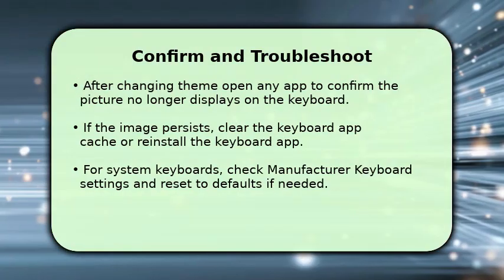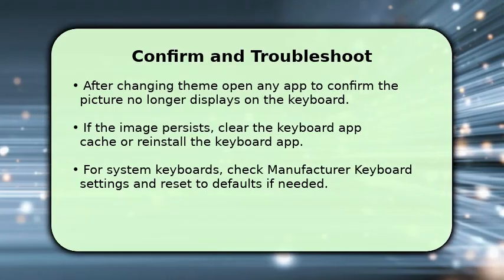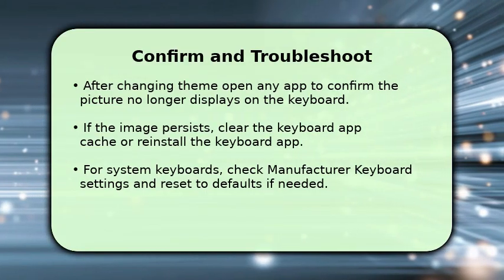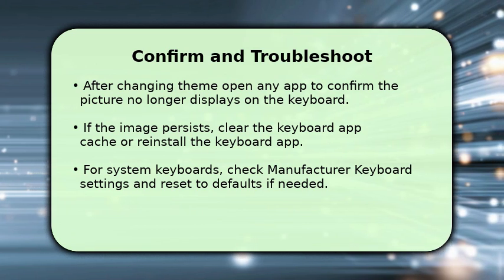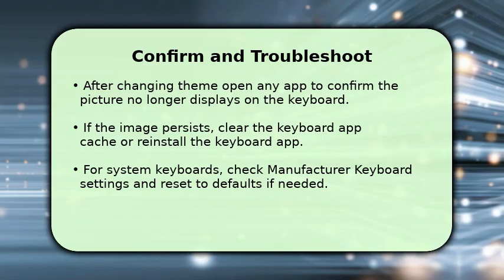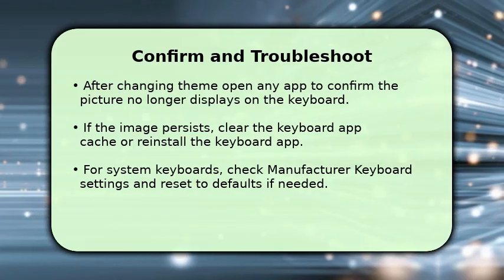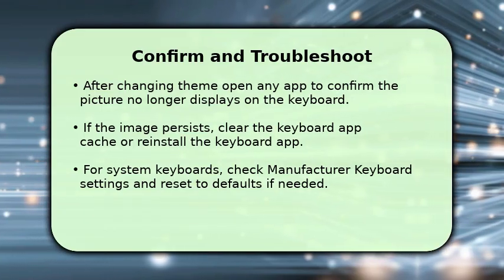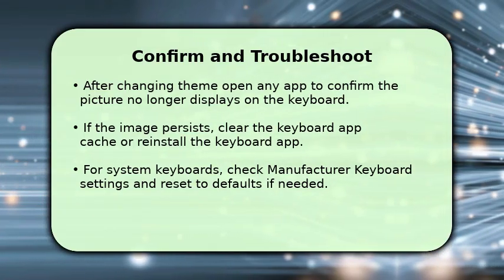After removing the image, open a messaging or notes app to confirm the keyboard no longer shows a picture. If the picture still appears, go to Android Settings, Apps, select the keyboard app and clear cache and data. Reopen the keyboard and reapply a default theme. Reinstall the keyboard app if necessary.